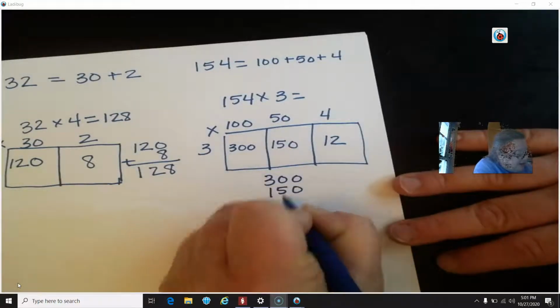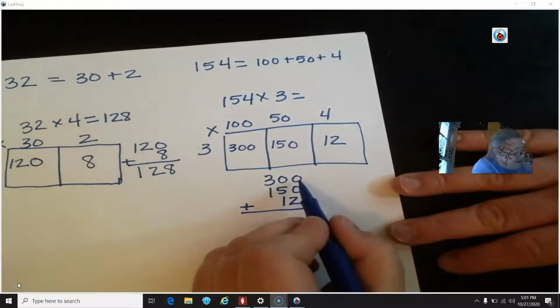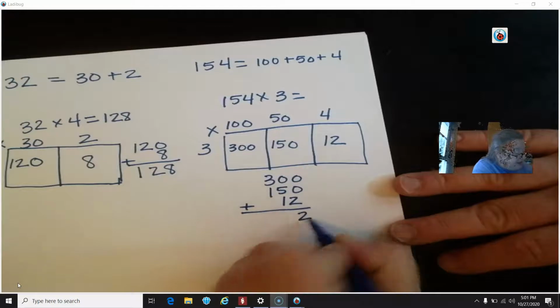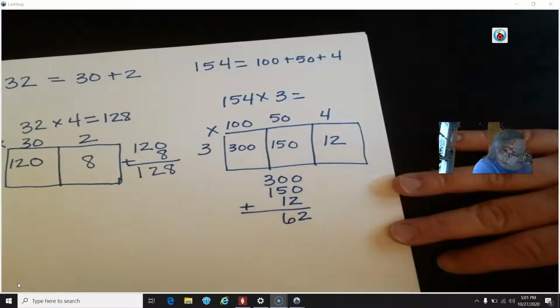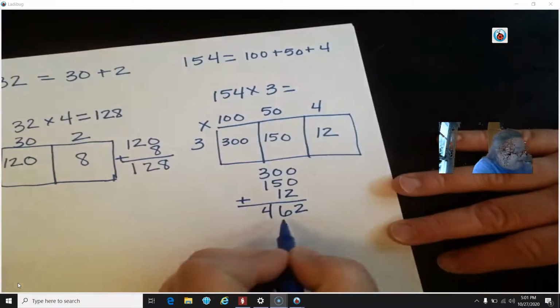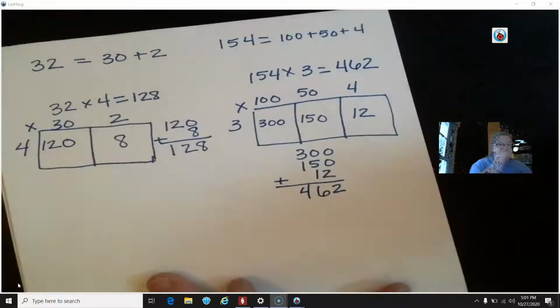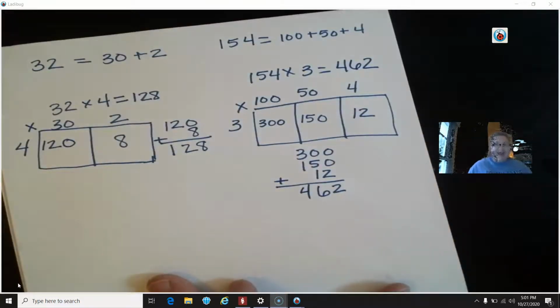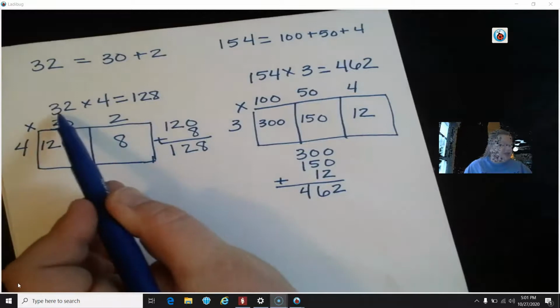300 plus 150 plus 12. So 0 plus 0 plus 2 is 2. 0 plus 5 plus 1 is 6. And 3 plus 1 is 4. So 154 times 3 is equal to 462.